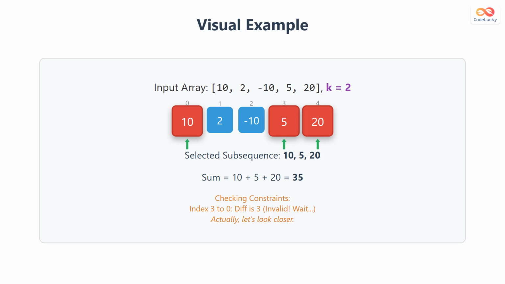Here is a simple example. If we have the numbers 10, 2, -10, 5, and 20, and our k is 2, we can pick 10, 5, and 20 to get a sum of 35. But why are we allowed to pick these specific numbers? It all depends on the constraint.